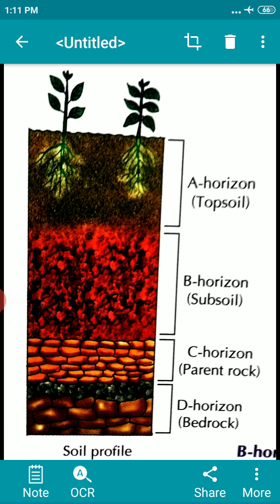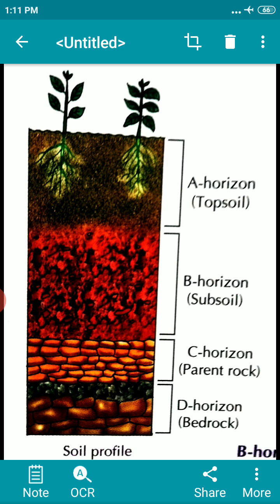The next layer has a lesser amount of humus but more of minerals. This layer is generally harder and more compact, and it is called the B horizon or the middle layer. The third layer is the C horizon, which is made up of small lumps of rocks with cracks and crevices. Below this layer is the bedrock, which is hard and so difficult to dig with a spade. So now you know what are the soil components and how it is formed and the soil profile.